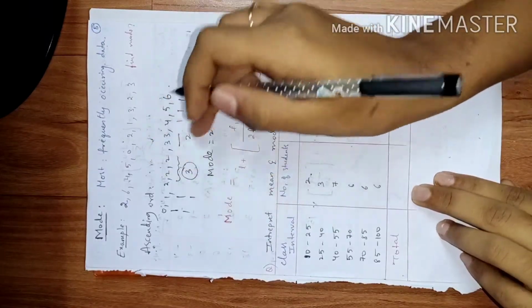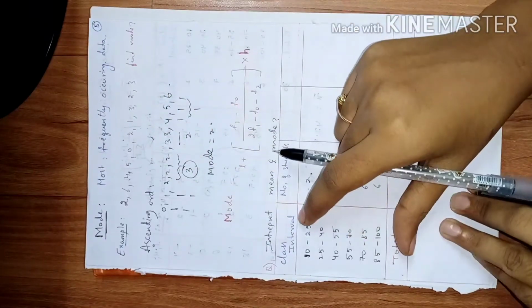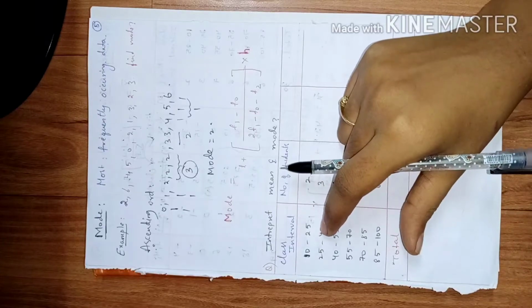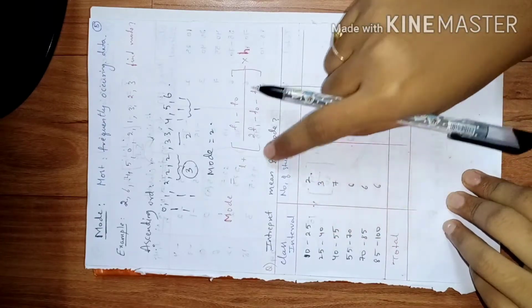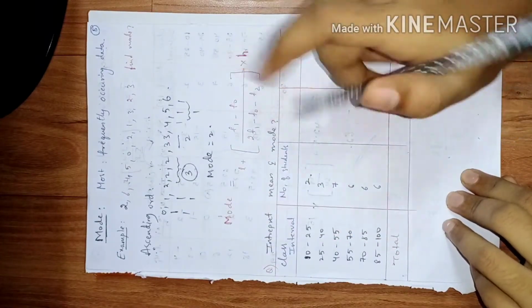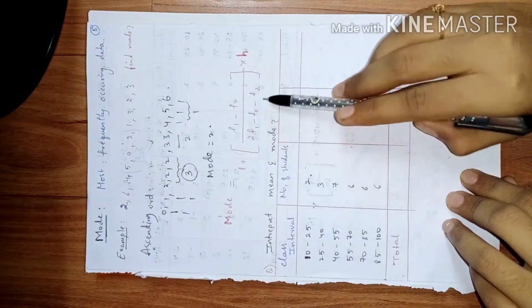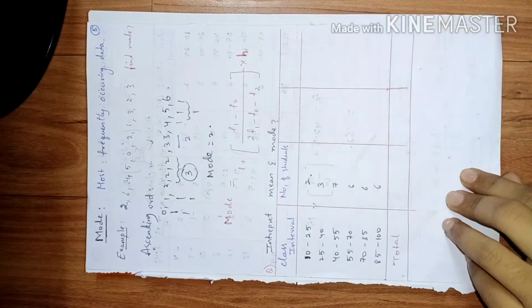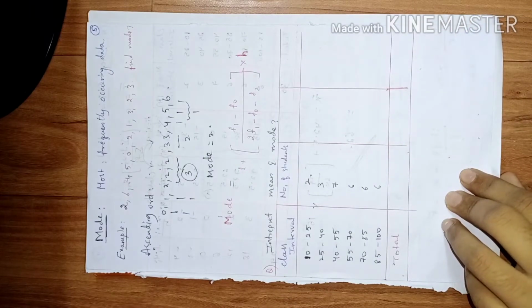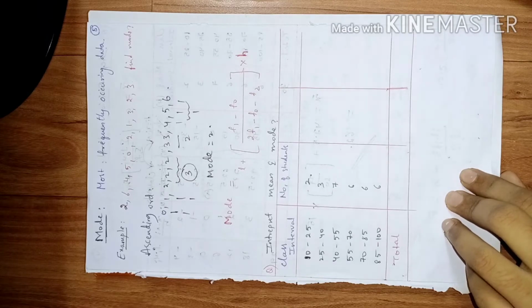This is for ungrouped data, but whenever you are given grouped data, like whenever you are given some intervals, you need to use this formula to find the mode. The formula is L plus f1 minus f0 by 2 f1 minus f0 minus f2, into h. This is very easy, friends. Don't panic by seeing such a big formula. Just remember that.